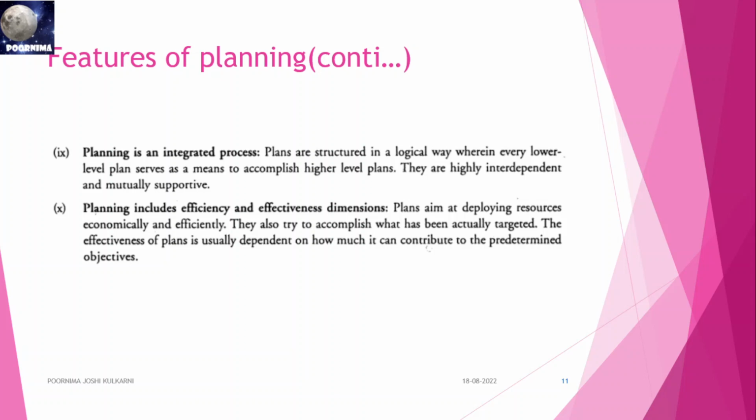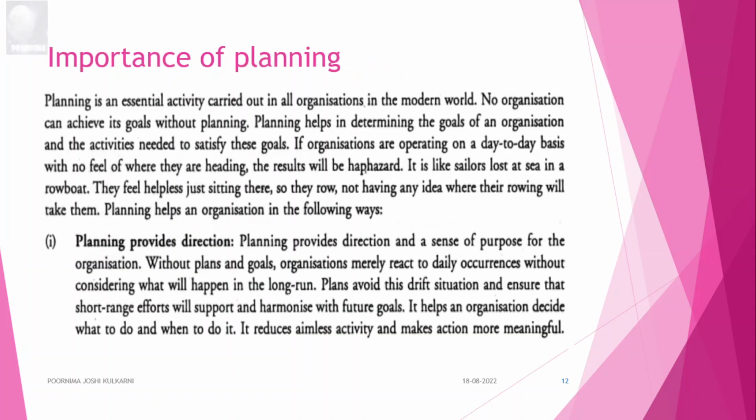Effectiveness means choosing the right thing, doing the right thing. Efficiency means doing things right, whatever may be the situation, making that thing right. That is efficiency, capability. Effectiveness is to follow the rules and achieve the goals. What is to be achieved, you have to achieve that, do the right thing. That is effective. Next, we move on to the next heading, the importance of planning.